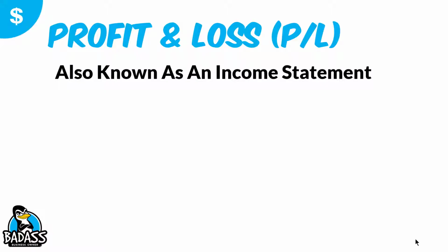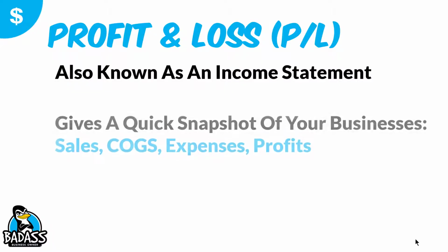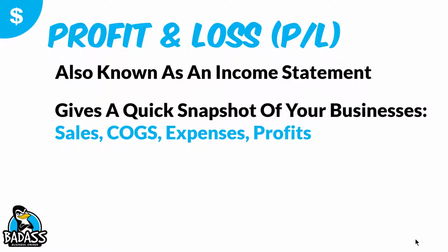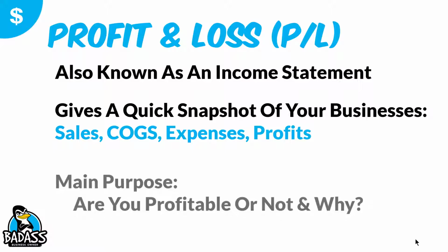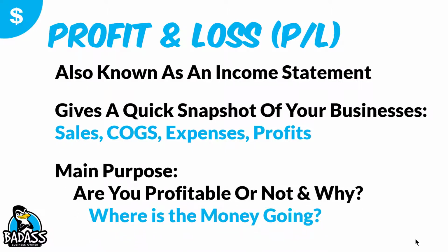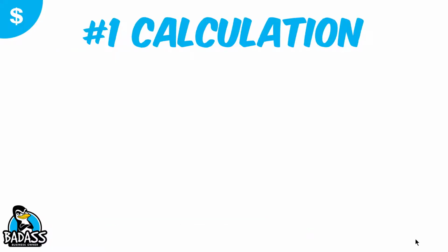Now, your profit and loss statement is also known as an income statement. So sometimes you'll hear it called a P&L, or a profit and loss, or a profit and loss income statement, or just an income statement. All of those terms are referring to the exact same document, and it gives you a quick snapshot of your business because it's going to break everything down into sales, cost of goods sold, expenses, and profits. The main purpose of it is to tell you if your business is profitable or not, and also to let you know where the money is going in the business.